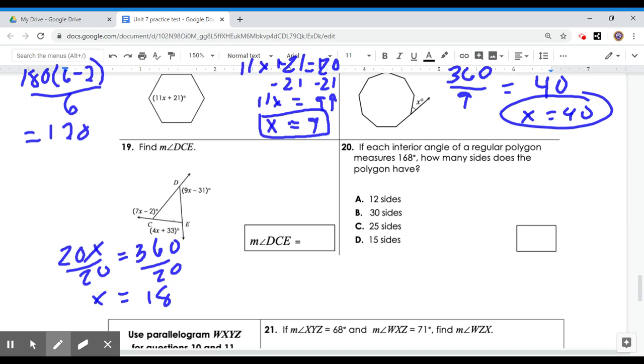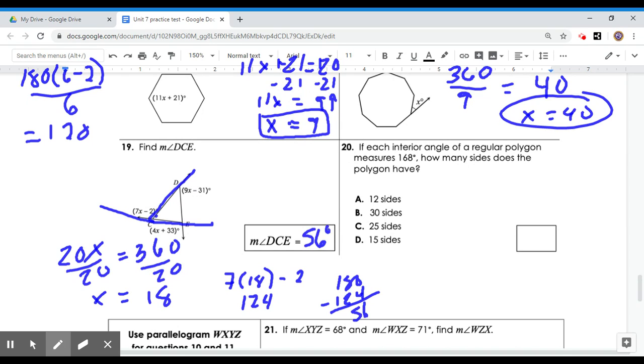So in order to find DCE, ooh, that's a tricky one. So in order to find measure of angle DCE, that is a linear pair with 7x minus 2. So first let's find 7x minus 2. So 7x minus 2 is 7 times 18 minus 2, 124. So measure of angle DCE is a linear pair with that. So then we'll do 180 minus 124. 56. So it's 56 degrees.